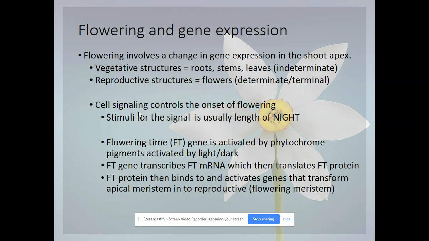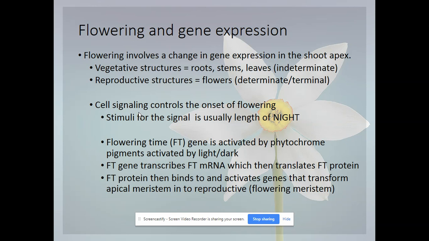So cell signaling is going to control when those flowers pop up, and the signal is almost always based on light. And so we're going to talk about light as being that signal. But what's kind of quirky is that it's actually not how much light there is, but how much dark there is. What is the length of time of the absence of light?